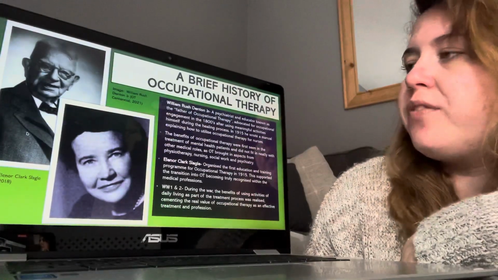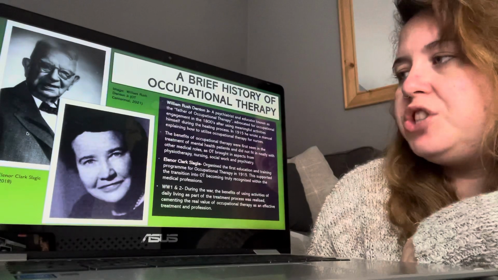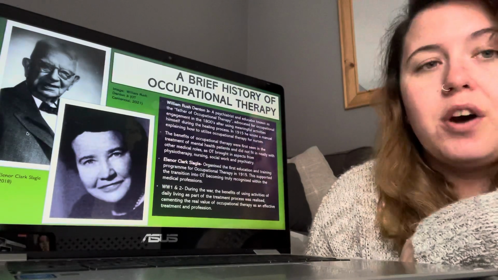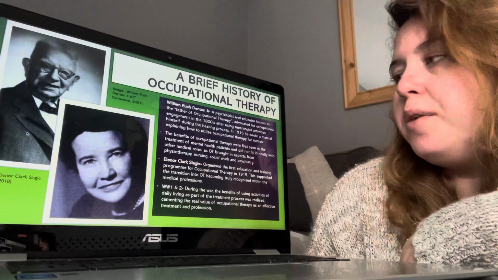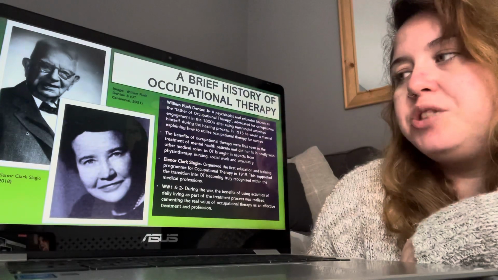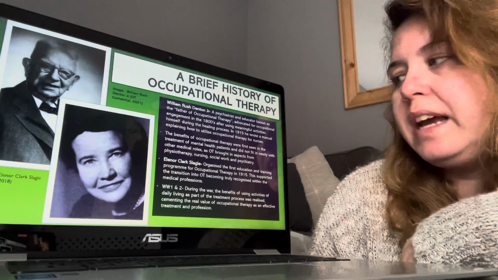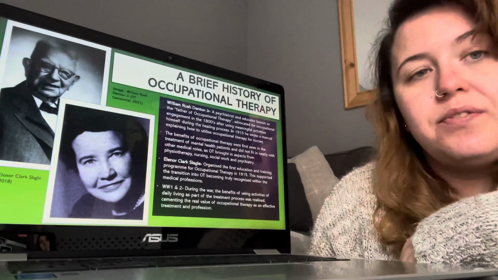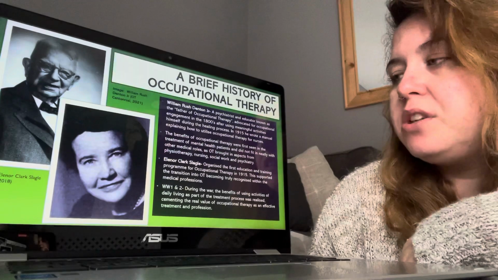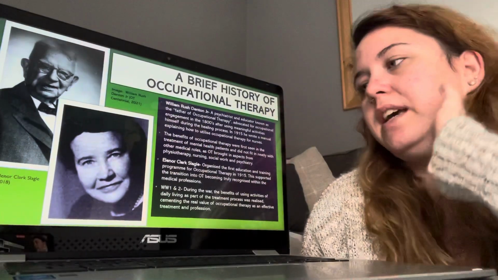So a brief history of occupational therapy. William Rush Denton was known as the father of occupational therapy, and he advocated for occupational engagement in the 1800s after using meaningful occupations himself during the healing process. And then in 1915, he wrote a manual explaining how to utilise occupational therapy for nurses.